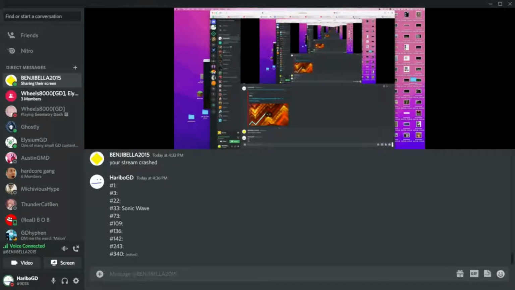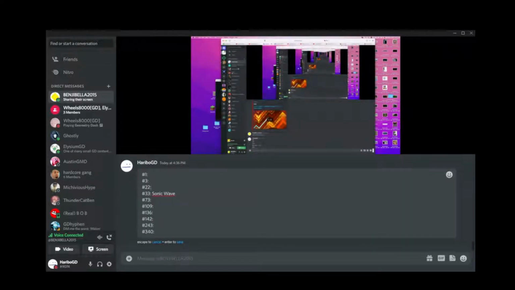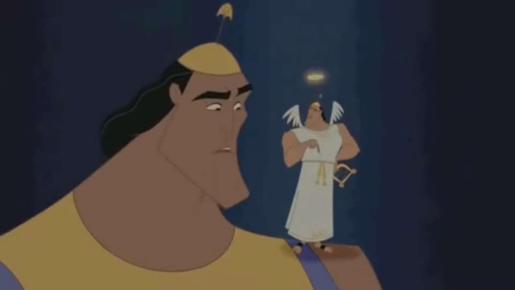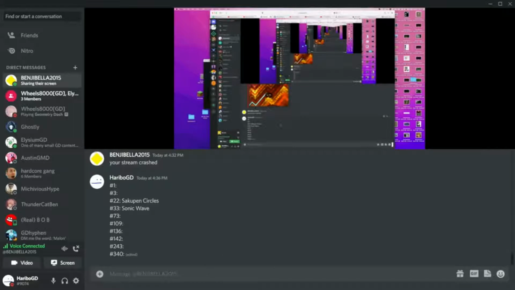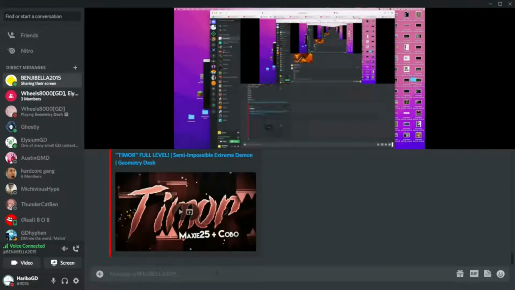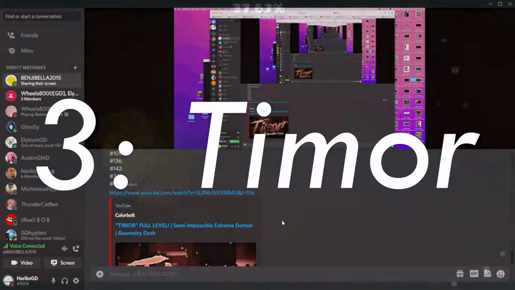So tell me, where are you going to place it actually? This is going to be interesting to see. I put 22 for that because it was made quite recently, so it probably won't have changed as much from top one. No, he's got a point. So Sakupan Circles going in at number 22, okay. I really hope I don't get a straight 0 out of 10. You shouldn't get a 0, it's fine.